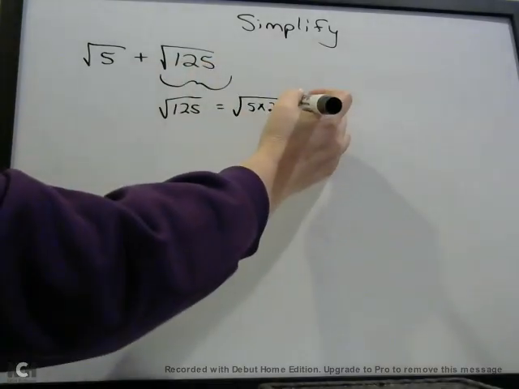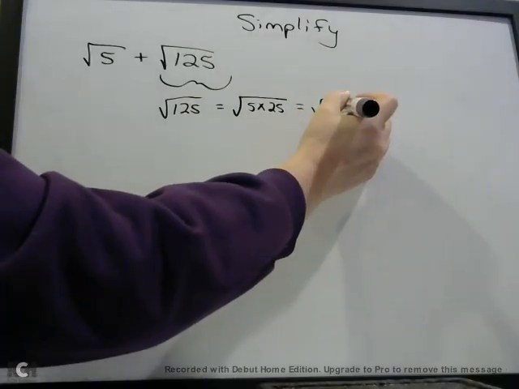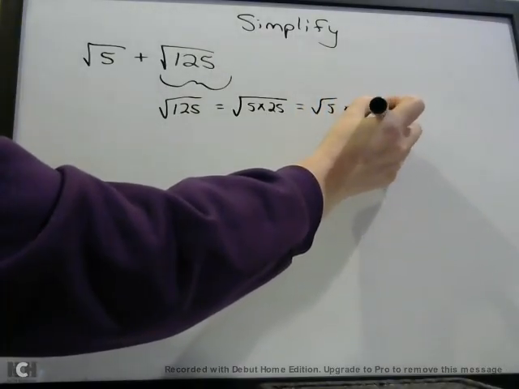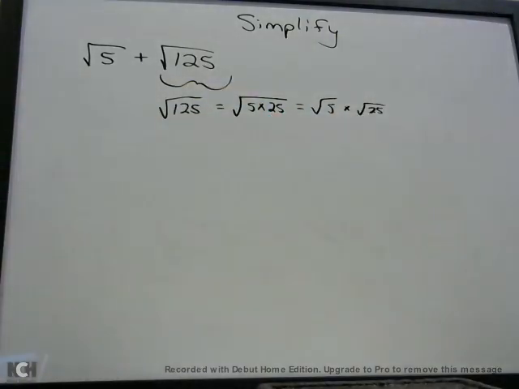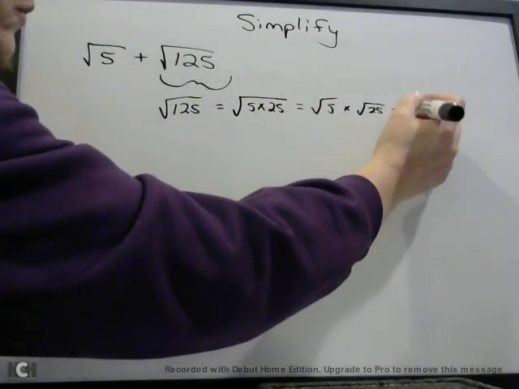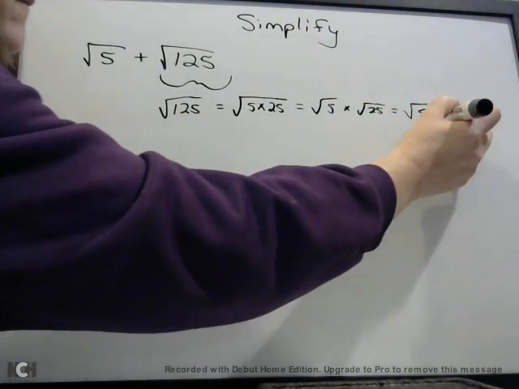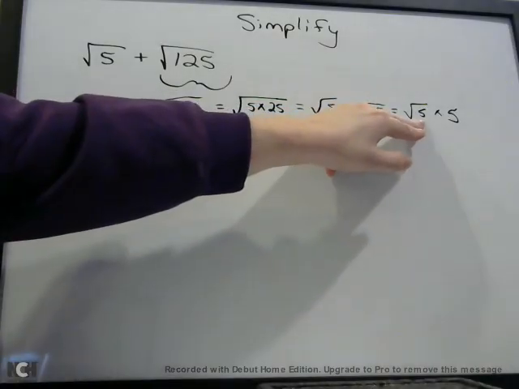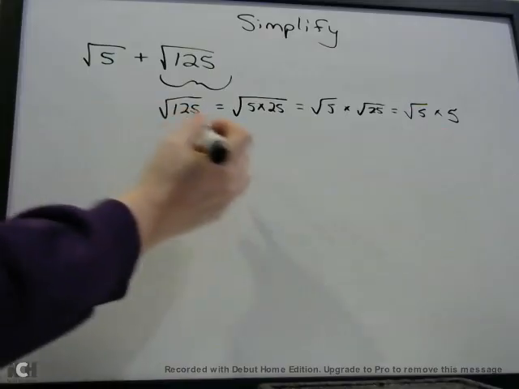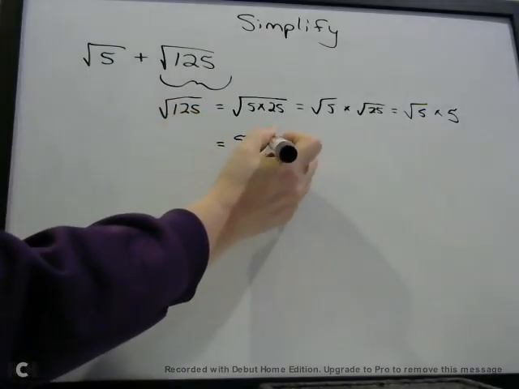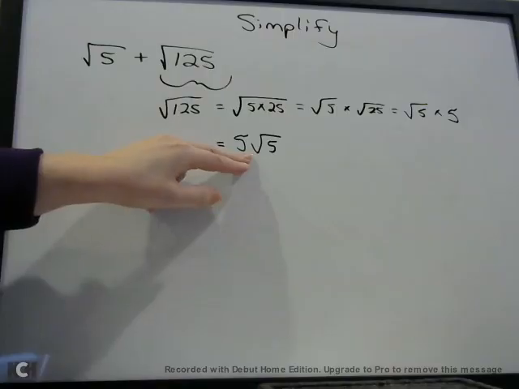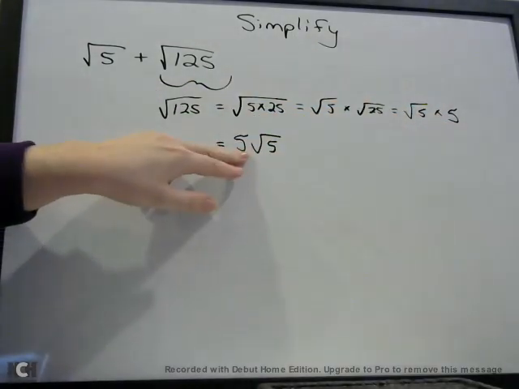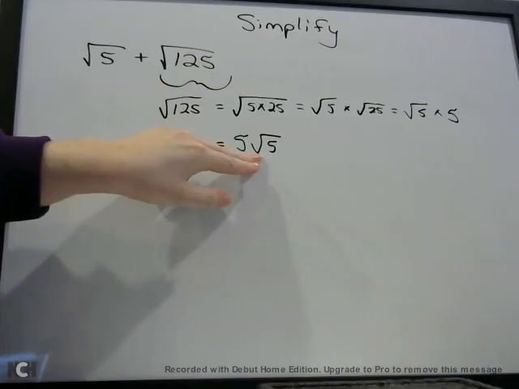So now we can break this out. Square root of 5 times the square root of 25, because we instantly recognize that 25 is one of those that we have memorized. We know the square root of 25 is 5. So we have the square root of 5 times 5. Now we don't normally write it like this. We would write it with the whole number out in front and then just put the radical sign beside it. So the square root of 5 times 5 can be written 5 square root of 5.